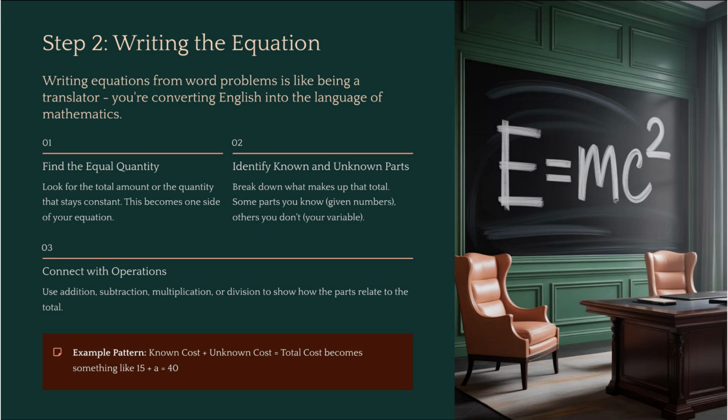Step 2 is writing the equation. Look for the total amount, the final cost, the final distance, or the total weight, and place that number by itself on one side of the equal sign. On the other side, you put the expression that represents all the known and unknown parts that add up to that total. The equation must perfectly reflect the relationship described in the problem.